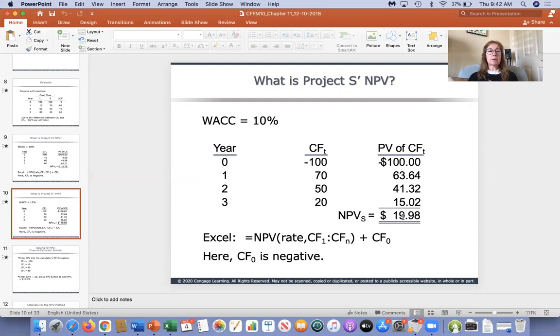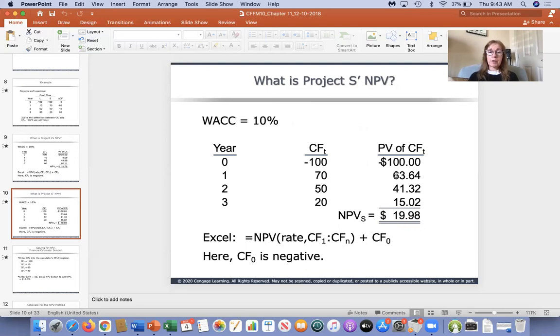If it's independent, you accept all of them. If they're mutually exclusive, you accept the highest one. And what does it mean? It means that the company has added value, in this case, even after paying the 10% to their investors, it's still profitable. They've added value of $19.98.